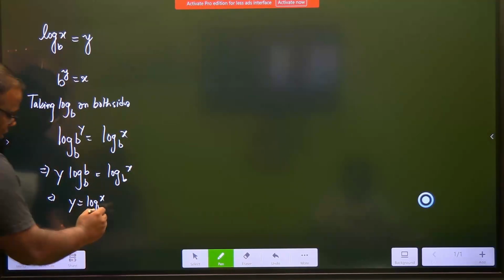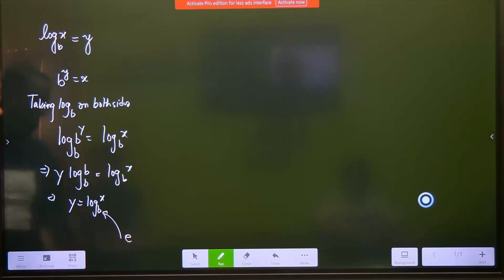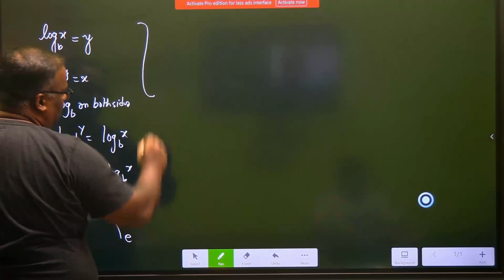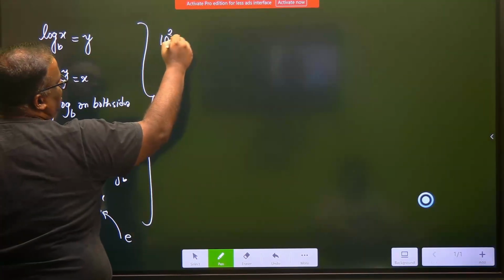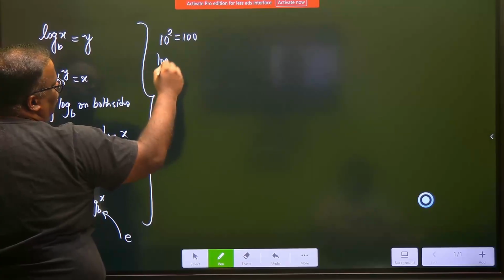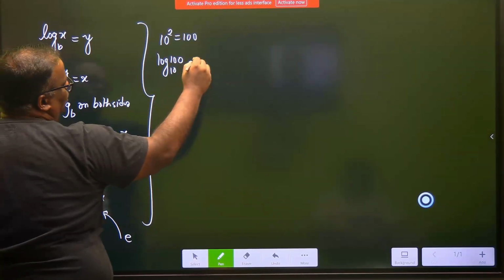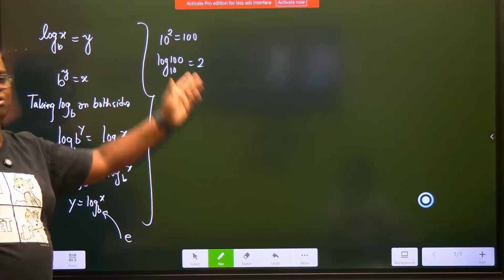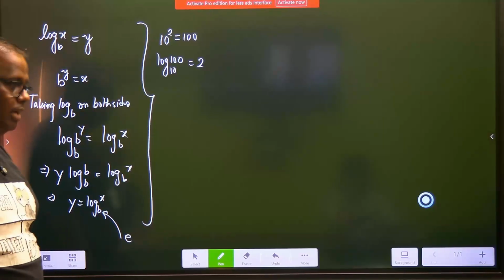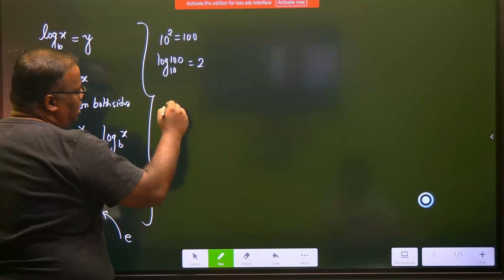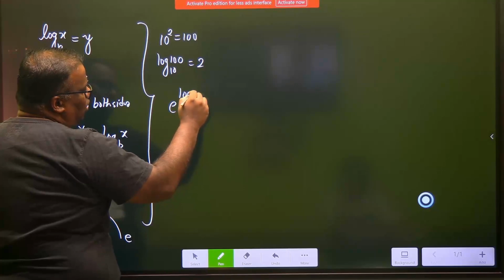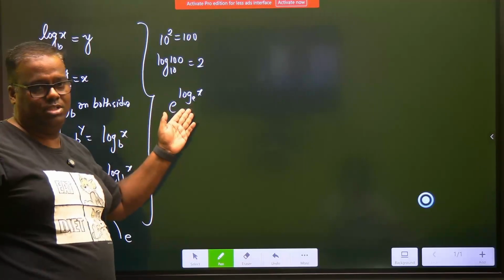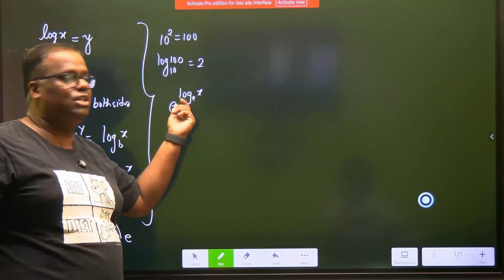In integration and differentiation, this base is always the exponent e. We can take base 10 also, which helps with some basic things. Let's say I write 10 squared is equal to 100. It means log of 100 to base 10 is always 2. Clear? Similarly, if I write e to the power log base e of x, e and log are inverses of each other, so they just cancel, and the value will be x only.